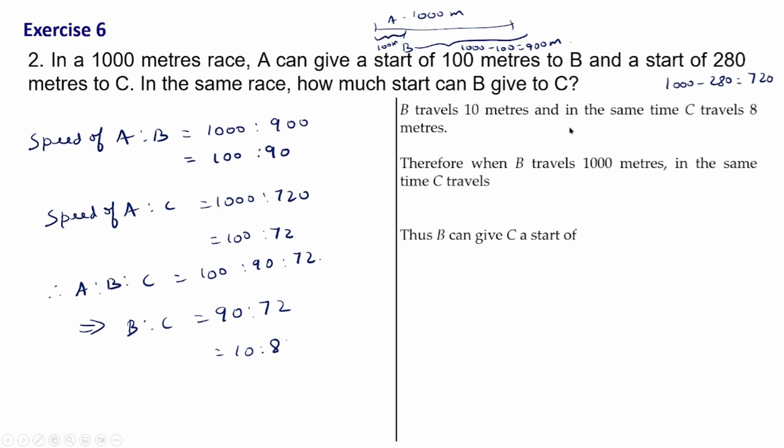B travels 10 meters and in the same time C travels 8 meters. Therefore, when B travels 1000 meters, in the same time C travels 800 meters. So B can give C a start of 1000 minus 800, which is 200 meters. Here we are asked to find how much start B can give to C. B can give C a start of 200 meters.